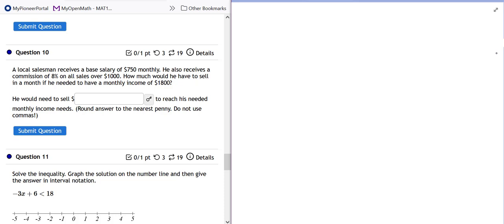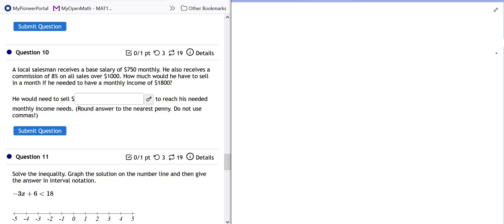So this says a local salesman receives a base salary of $750 a month. He also receives a commission of 8% on all sales over $1,000. How much would he have to sell a month if he needed to have a monthly income of $1,800? Now, if it was going to be set up as an inequality, they would need to say at least here, $1,800. Then it could be set as an inequality. But they gave an exact number.